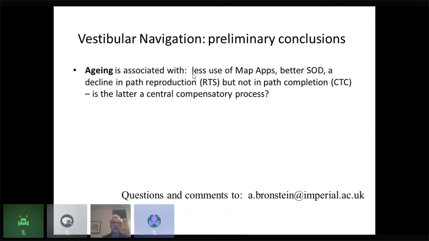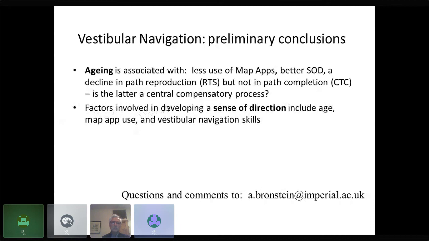Aging is associated with less use of map apps, better sense of direction, a decline in path reproduction, but not in path completion. So the simple task gets worse in the elderly, but the complex task does not get worse in the elderly. And I wonder if this is a kind of central compensatory process, as when we lose our memory as we age, and I have plenty of experience of that, we begin to take more notes, use diaries more efficiently, and so on, and you manage, in theory, to seem to have better memory than young people.